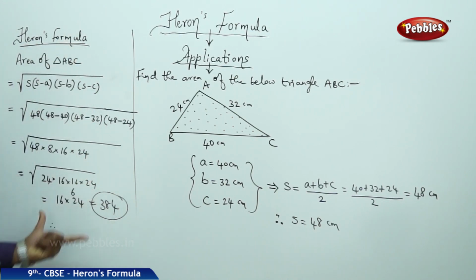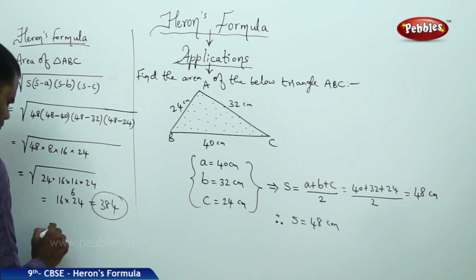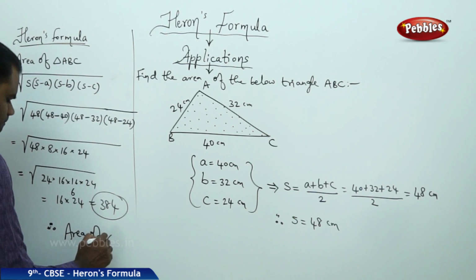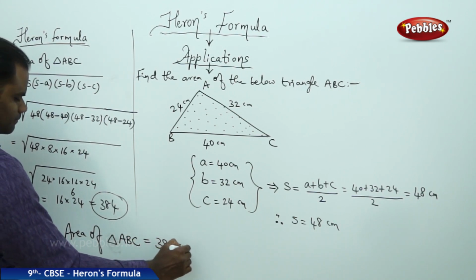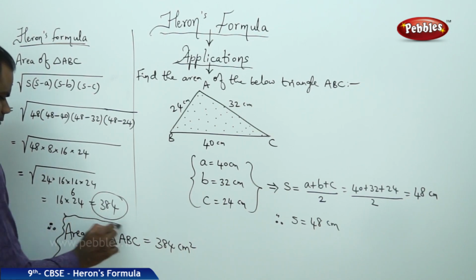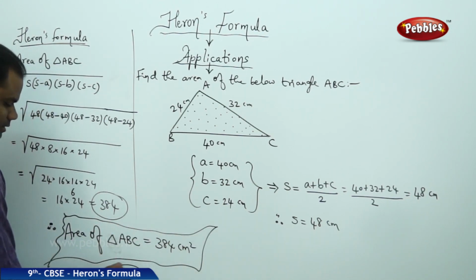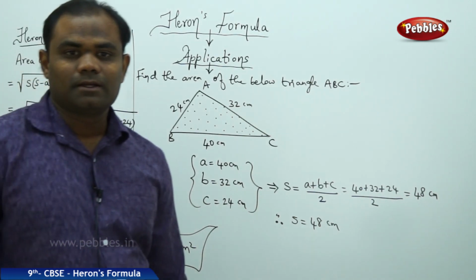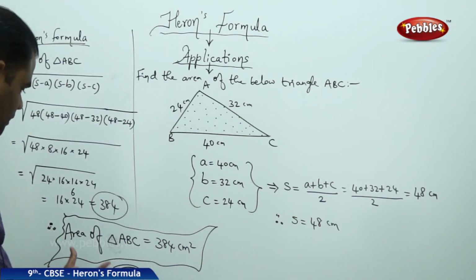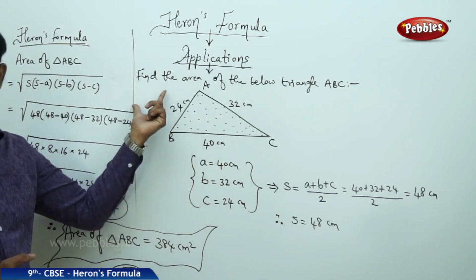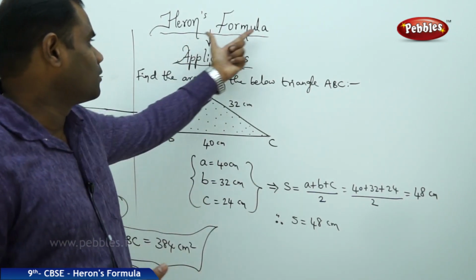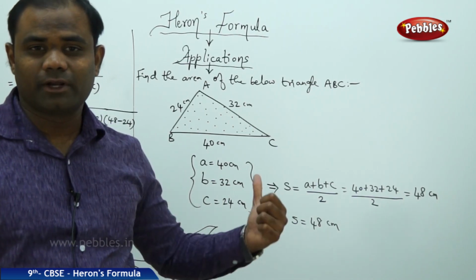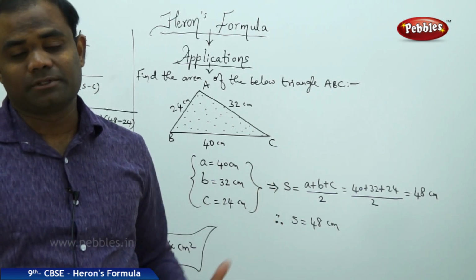So using Heron's formula, therefore, area of triangle ABC is 384 centimeter square. Heron's formula helps me in finding area of triangle whose dimensions are given. The sides are given. We can find area using Heron's formula. Applications of Heron's formula using the dimensions of triangle.